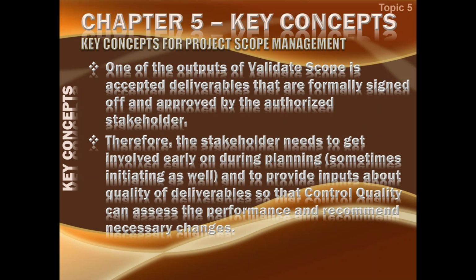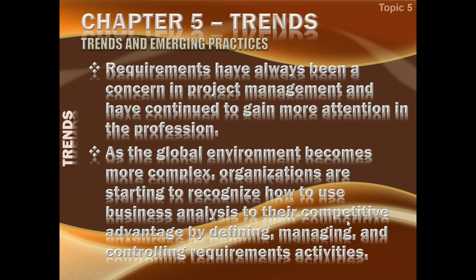One of the outputs of validate scope is the accepted deliverable. This is the output that is formally signed off and approved by the authorized stakeholders. That means the customer has received it or has accepted it. Therefore, the stakeholders need to get involved early on during planning, sometimes even initiating as well, and provide input about the quality of deliverables so that quality control can assess the performance and recommend necessary actions. So we need the stakeholder to be involved in all this process.